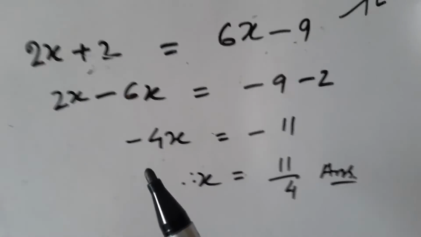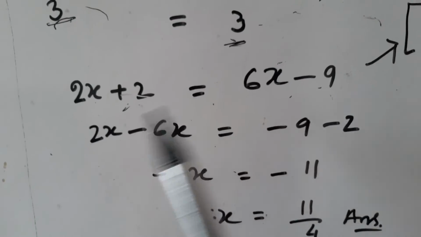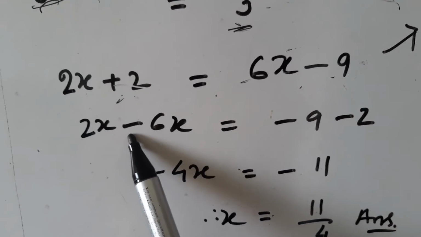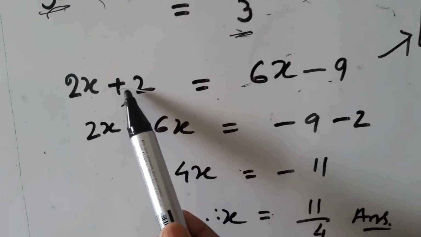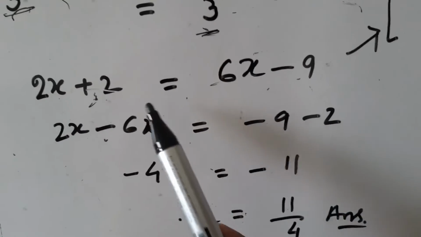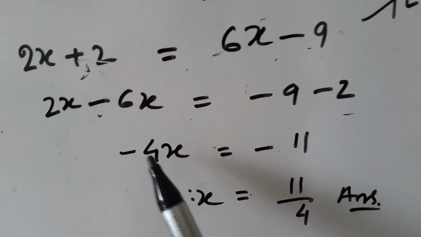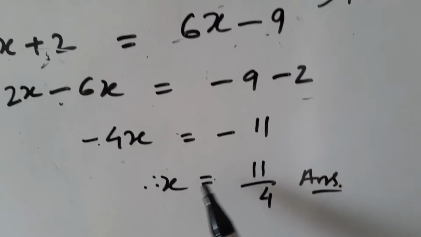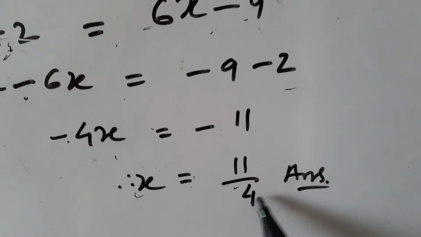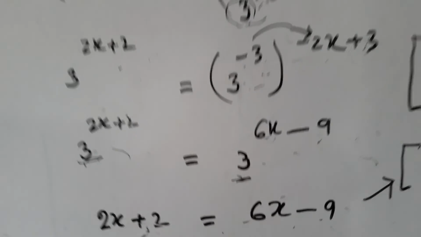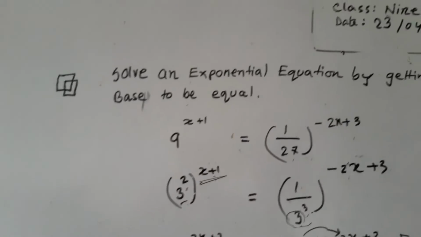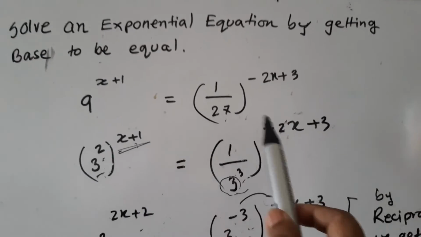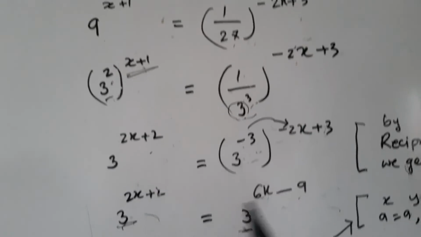So now you know how to do the equation. Just bring all the x to this side, this plus 6x will become minus 6x here, and take the number from here and bring it here, plus 2 will become minus 2. So now it is minus 4x is equal to 7. So this is the answer. What we have done, we have solved the exponential equation by getting base to be equal. We made the base equal and we have solved this.